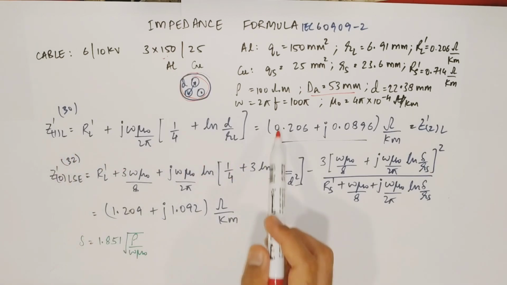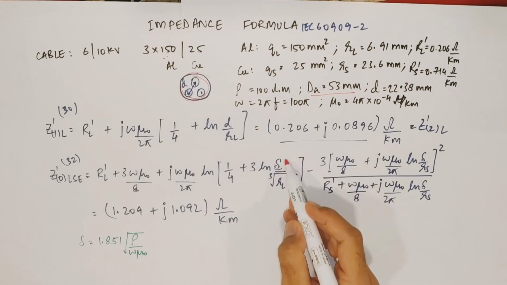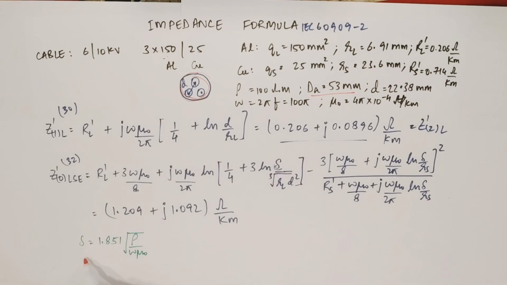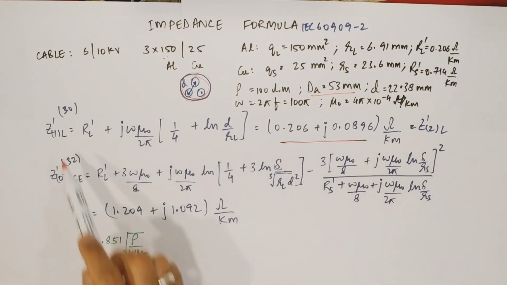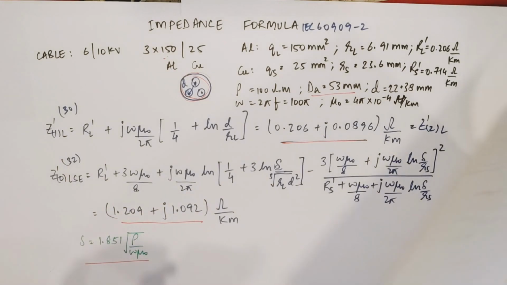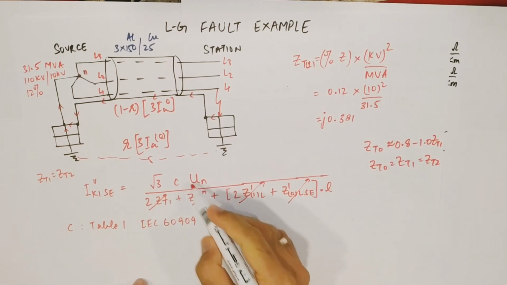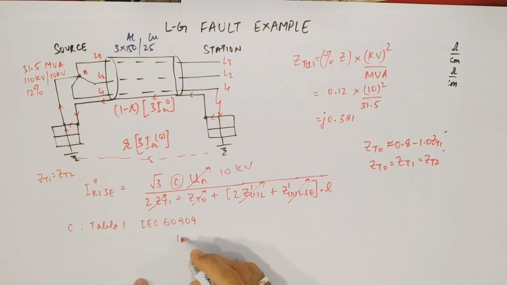Now you can pause the video and check this formula, and you just need to substitute these values in these formulas. One extra thing here is the skin depth or earth penetration depth, which is governed by this formula, 1.851 times the square root of resistivity by omega mu naught, and you will get the per kilometer value. This is for the positive sequence and this is for the zero sequence. So as we have got all the values, UN is 10 kV and C as per this table is 1.1.